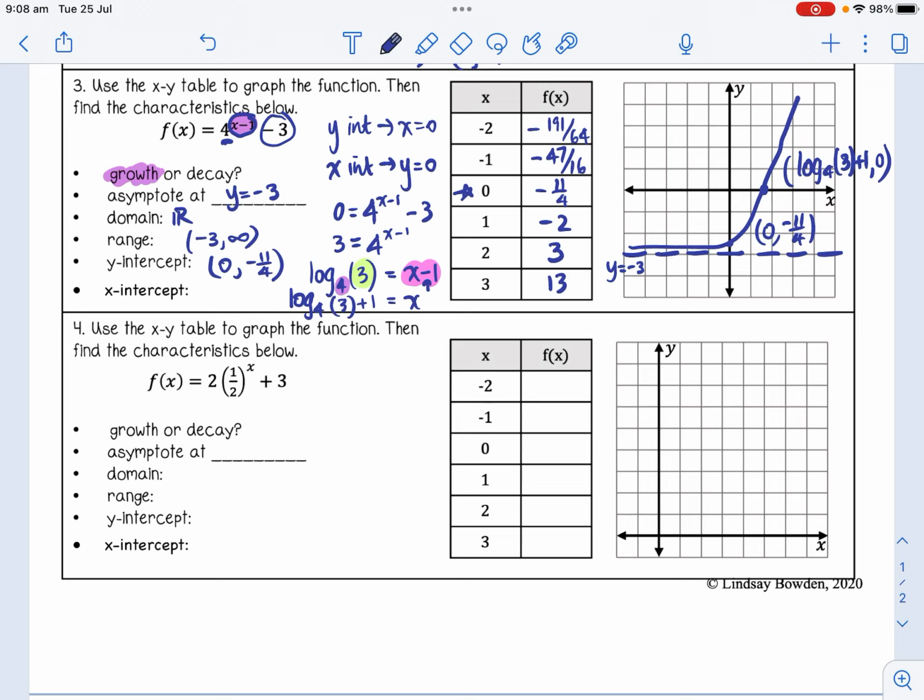Okay, one more to go. Let's see how quickly we can smash this one out. The first thing I'm going to do, I'm going to rewrite this expression as 2 times 2 to the power of negative x, plus 3. So we have a dilation, a reflection, and a translation. My graph has to go up 3 places. If I move the graph up 3 places, there is going to be a y-axis intercept at y equals 3.